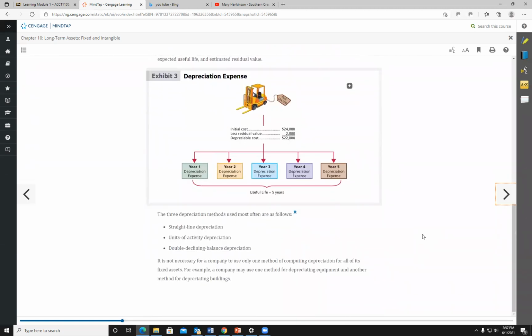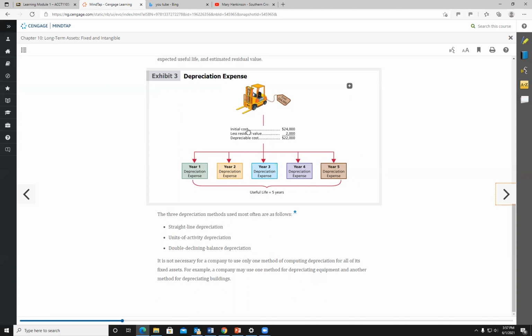Now, there's three depreciation methods that are most often used. There's straight line depreciation, there is the units of activity depreciation, and there's a double declining balance depreciation. And up here, depreciation expense, real quickly in Exhibit 3 before we move on to the three different methods. Let's discuss this exhibit really quickly.